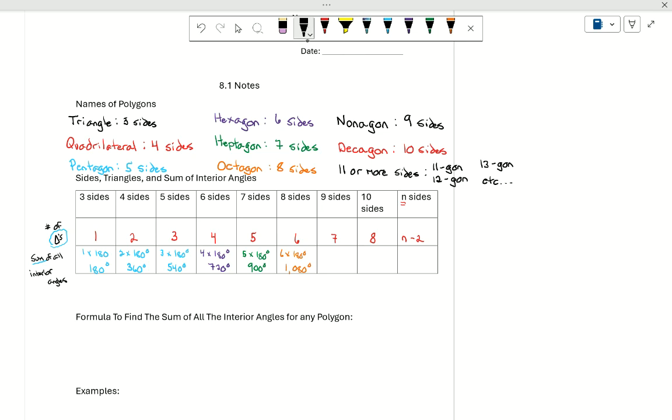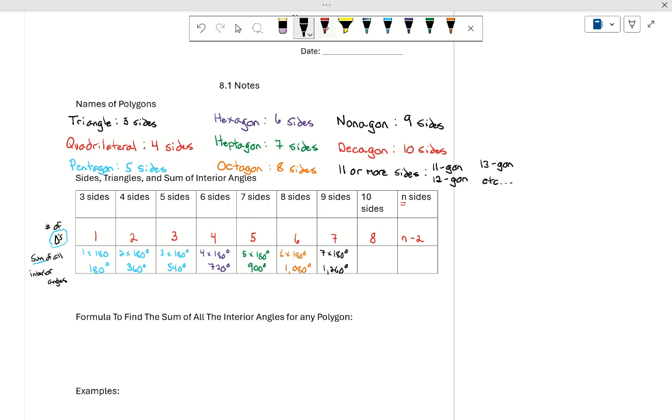Okay, a nine-sided shape, a nonagon. I was able to create seven triangles. Seven triangles times 180 degrees gives me a total of 1,260 degrees. So that means that all of the interior angles of a nine-sided shape, a nonagon, will have a sum. That means they'll all add up to 1,260 degrees.